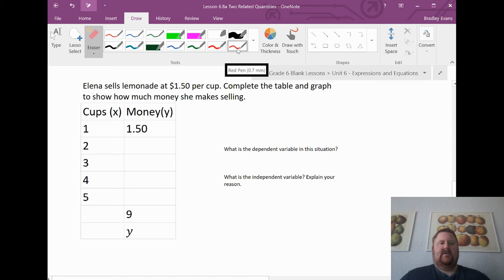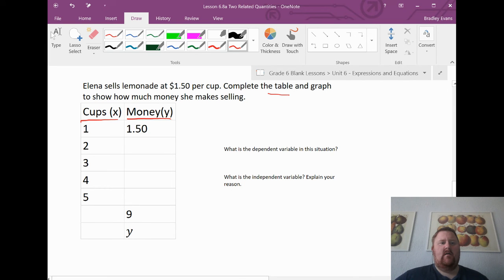So our next question. Elena sells lemonade at $1.50 per cup. Complete the table and graph, we'll get to that in a second, to show how much money she makes selling. So I've made a table here. We've called X the amount of cups that she sells, and money is going to be given the variable of Y. So let's complete the table first.